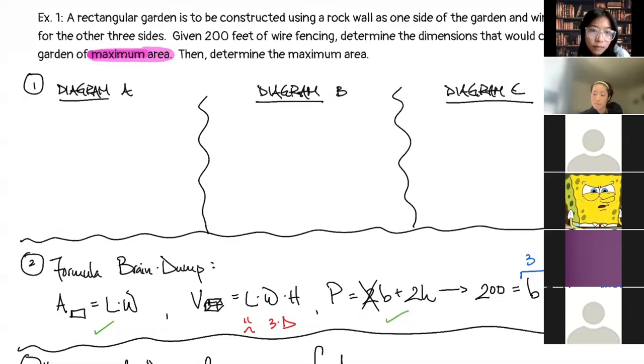So are we only doing this for the 3 sides then? That's why it's b plus 2h, not 2b plus 2h. Yes, and why are we only doing it for 1b plus 2h? Because the other base is the wall, the rock wall. Okay, so we've got 4 sides to a rectangle, but one of those sides is a rock wall, which means we don't have to fence that side. Okay, we're only fencing 3 sides. So we take all the wire fencing we have, which is 200 feet, it's got to go across all 3 sides. Does that help a little bit more?